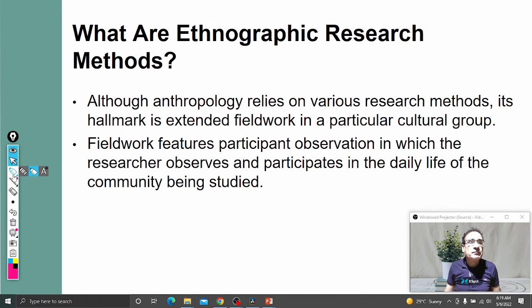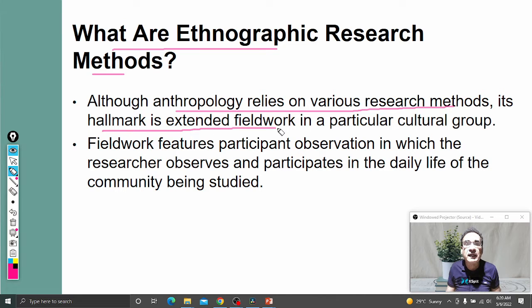What are ethnographic research methods? In case of method, although anthropology relies on various research methods, its hallmark is extended fieldwork in a particular culture group. So the culture group is very important. Fieldwork features observation in which the researcher observes and participates in the daily life of the community being studied.